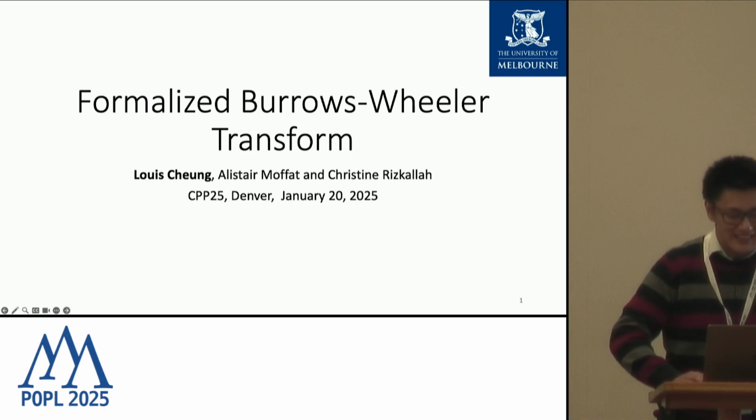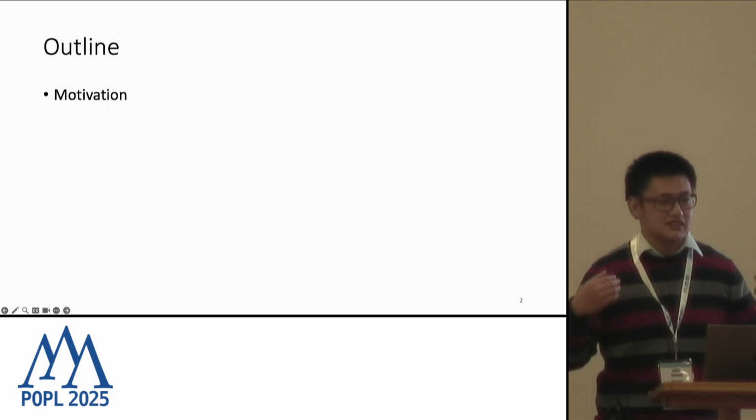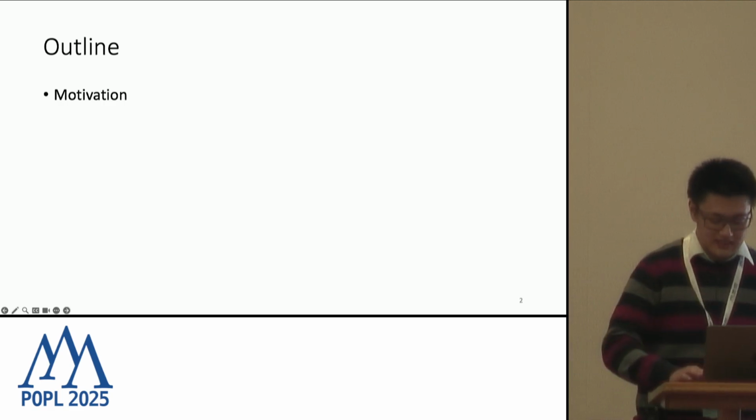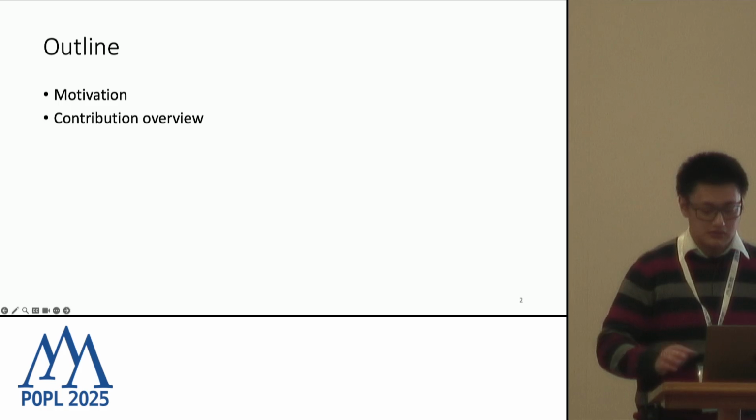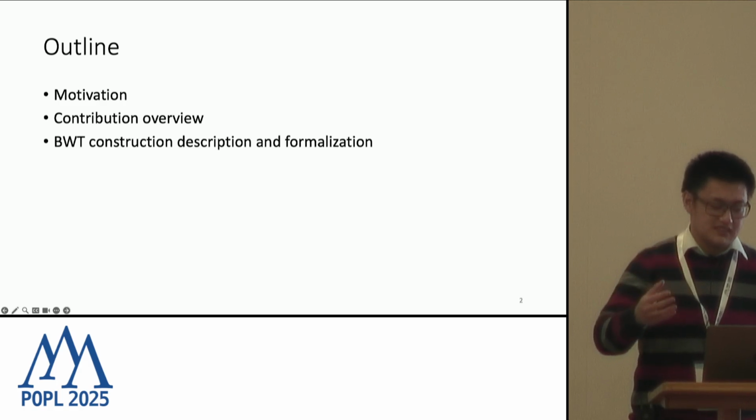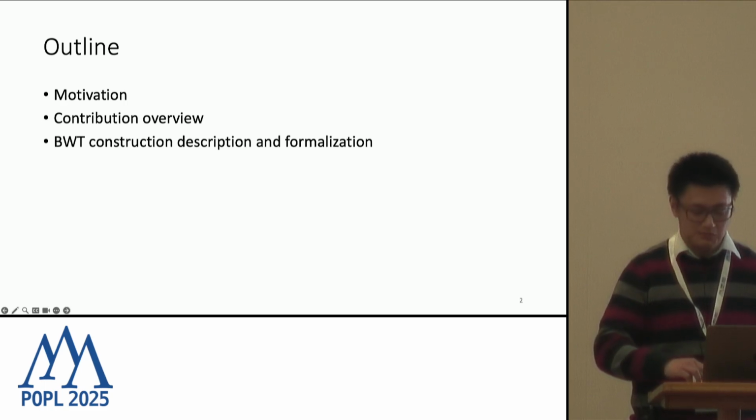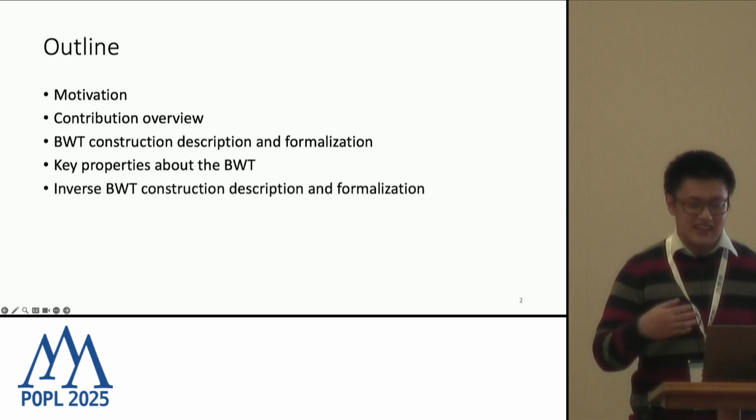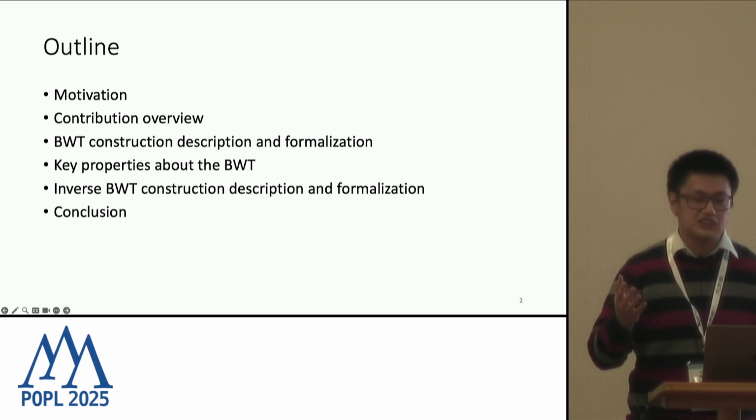So the structure of this talk will be as follows. First, some general motivation of why we wanted to formalize this transformation. Then a very brief overview of what the actual contributions of the paper are, of what we actually did in the paper. Then a more in-depth dive into what the BWT is and how it is formalized. Then some key properties which are necessary to understand its inverse transformation and a little bit of its formalization. And then some concluding remarks.